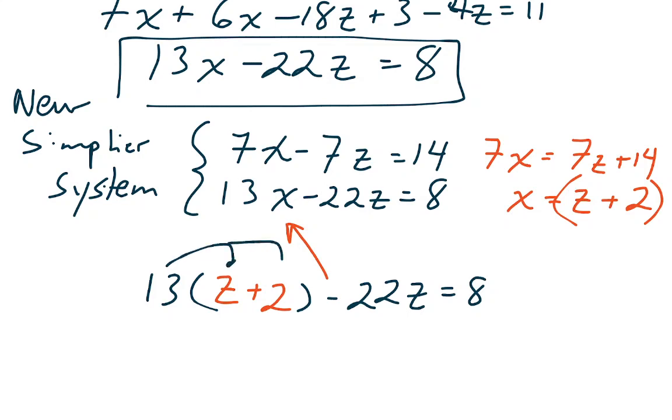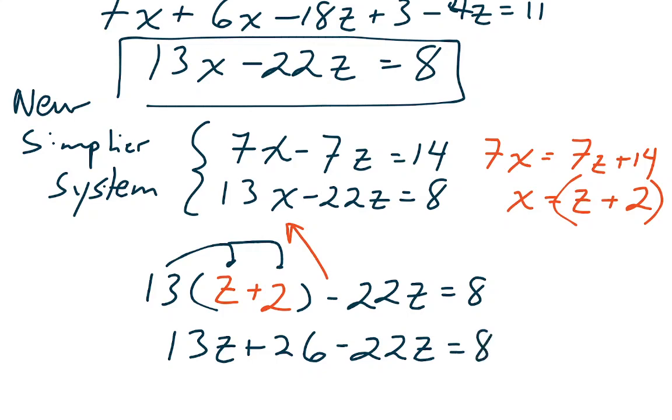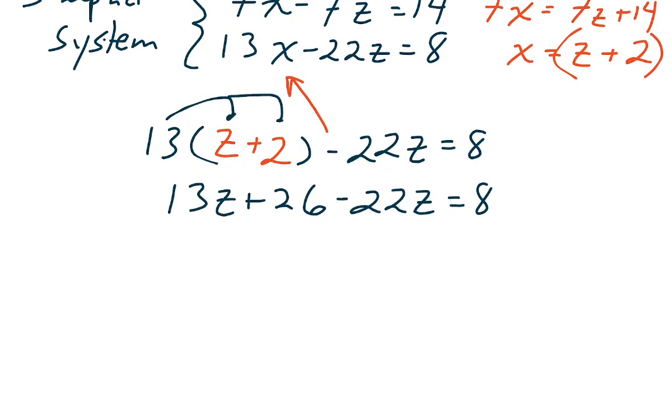But do you see? You have one variable. It took a while to get there, but I have one variable. I have an equation that contains just z's. Make sure you carefully add 13 and negative 22. I believe that that's negative 9z.